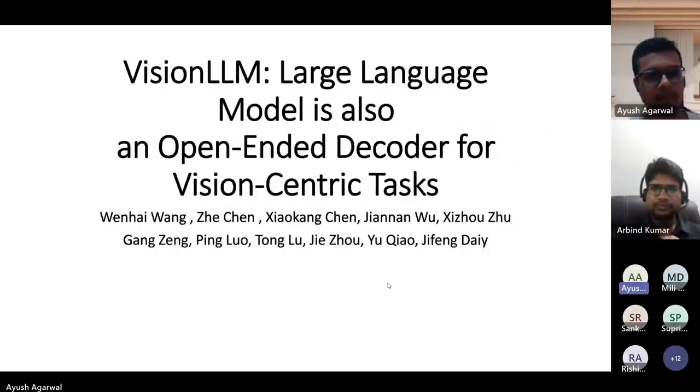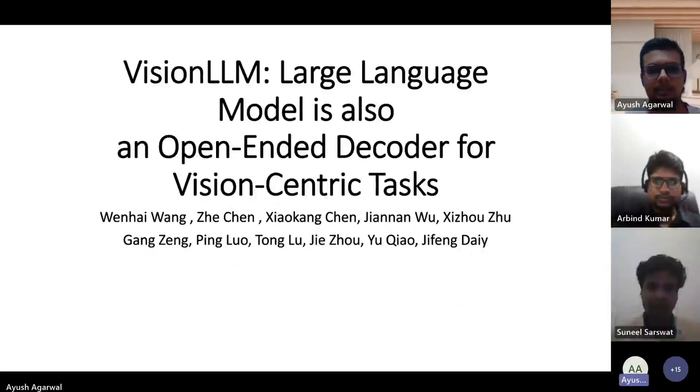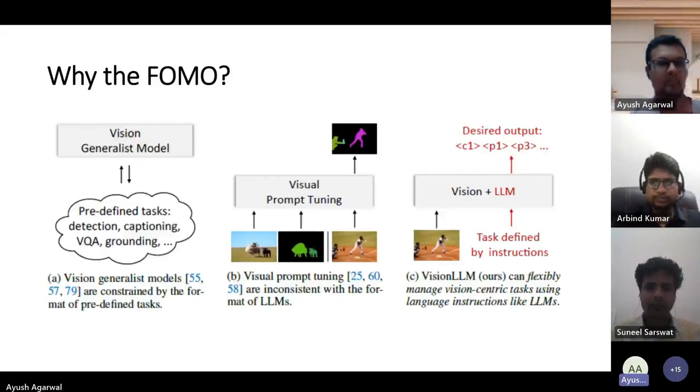So this paper is on Vision LLM, that describes how a large language model is also an open-ended decoder for vision-centric tasks. So I had a FOMO about using LLMs in Vision, because there are a lot of open-ended use cases in LLMs for text-based tasks, like ChatGPT has revolutionized the industry, and there are a lot more LLMs coming up that are open-ended.